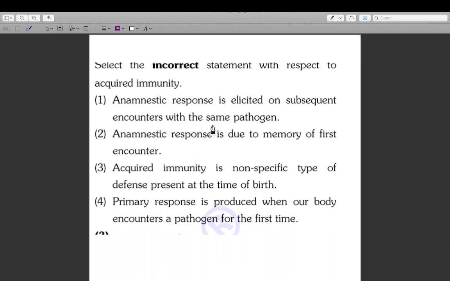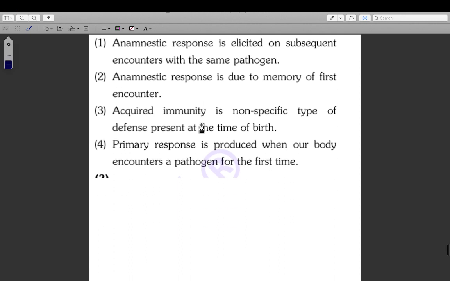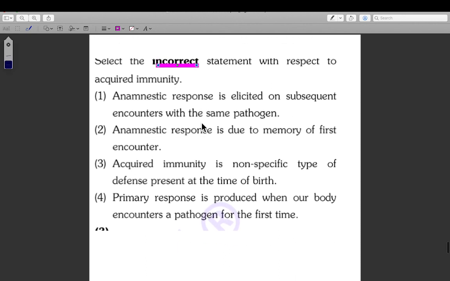Right, next one, select the incorrect statement with respect to acquired immunity. So let's read the questions and mark what is correct and what is incorrect. Anamnestic response is elicited on subsequent encounters with the same pathogen. This is correct, which means it's not your answer. Anamnestic response is due to memory of the first encounter. This is correct and hence not your answer.